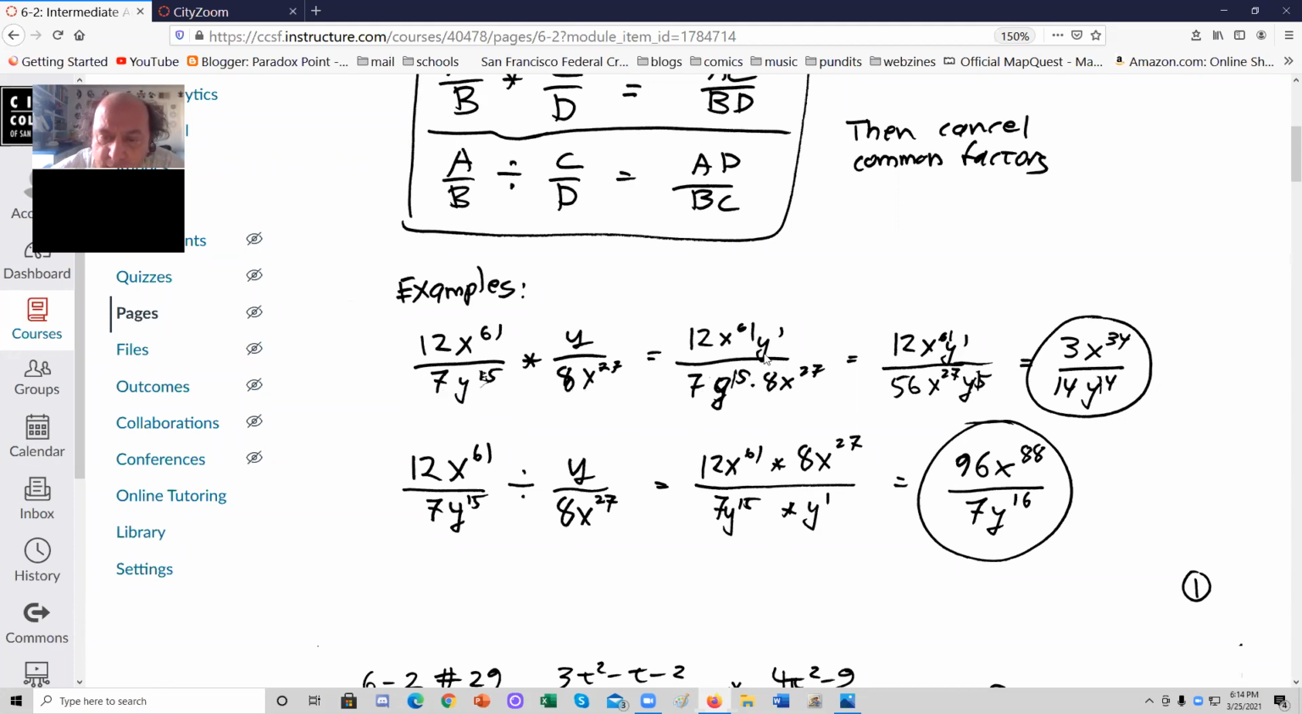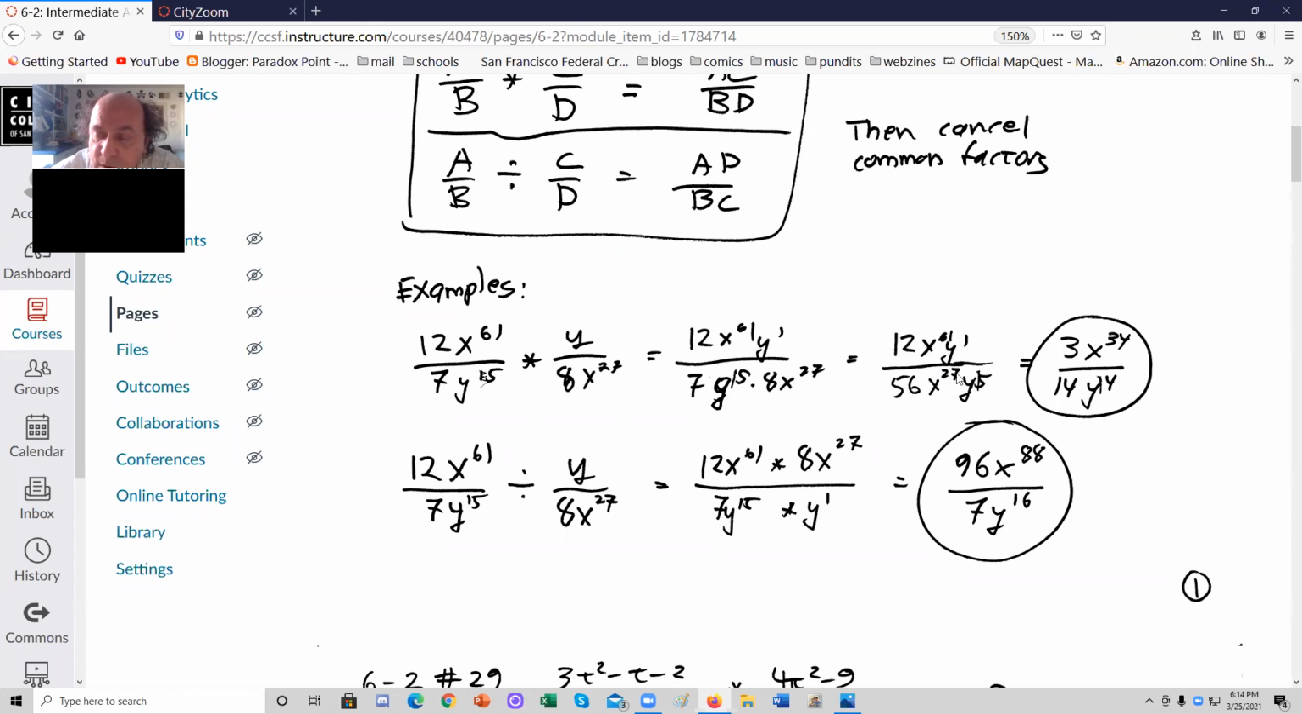All right, now let's see. 7 times 8 is 56, 12 over 56, x to the 61, y to the 1 over x to the 27, y to the 15. Now, then we cancel common factors. 12 and 56 have a common factor of 4. Take 4 from here, you get 3. Divide this by 4 and you get 14.